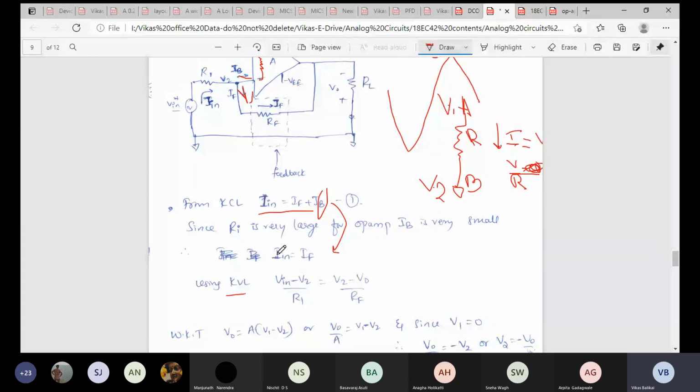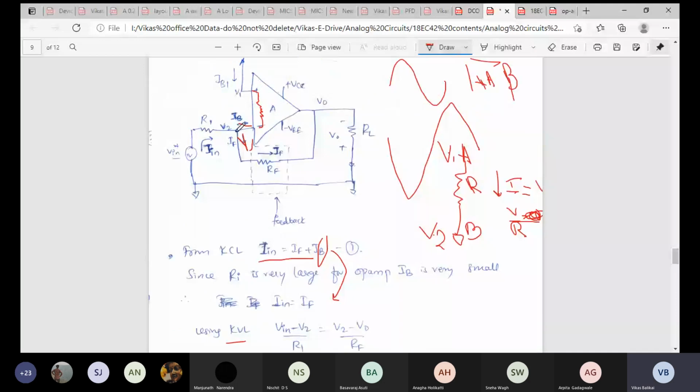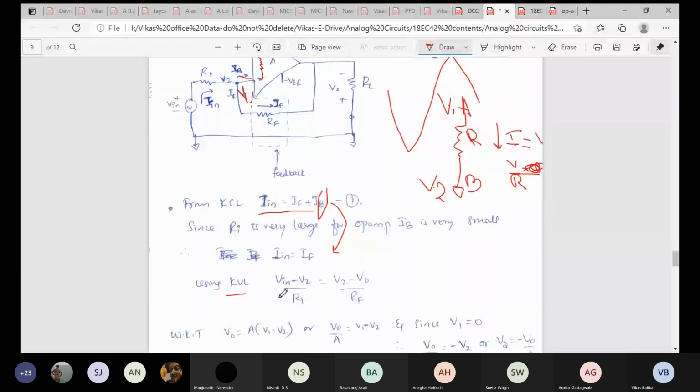And since I am equating I_in to I_F, what is I_in? I_in is flowing from the input source V_in here, so it is flowing from V_in till V2. So basically that makes my Kirchhoff's voltage law or Ohm's law as (V_in minus V2) divided by R1, because I_in is flowing through R1. So that's what I have written over here.